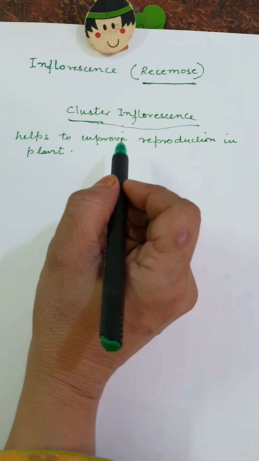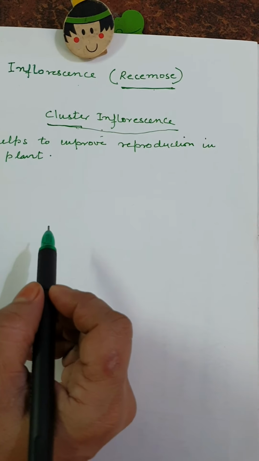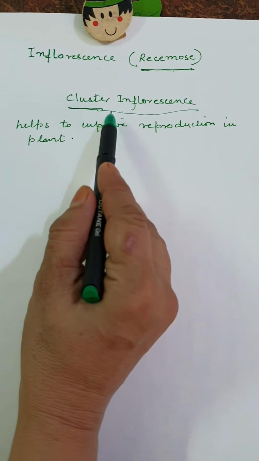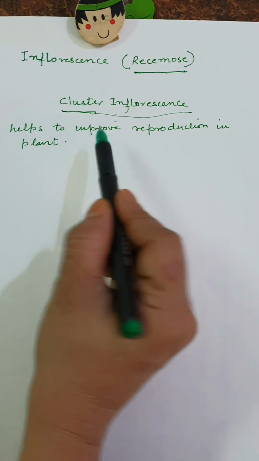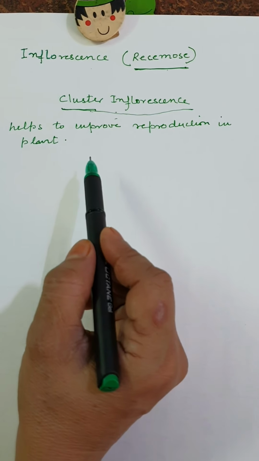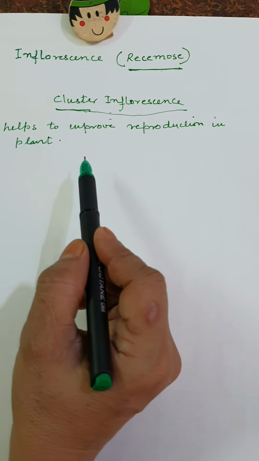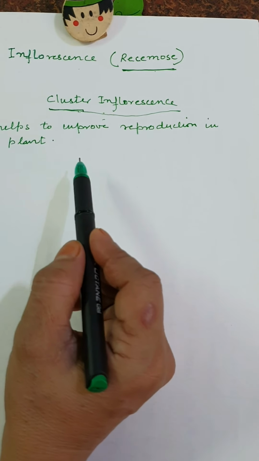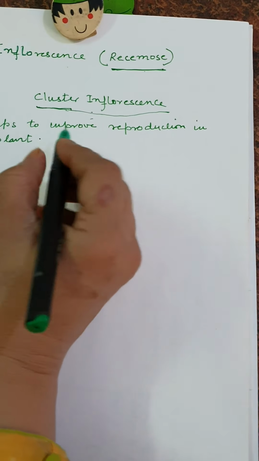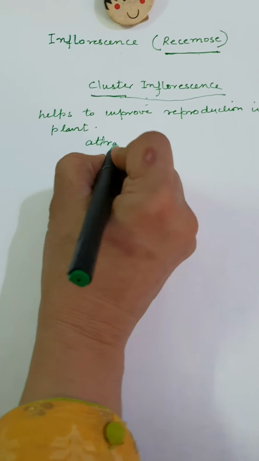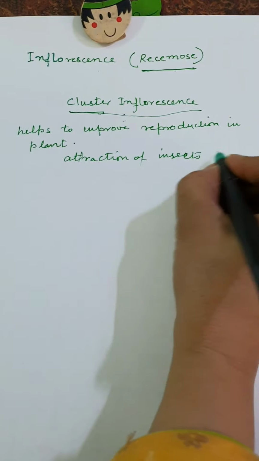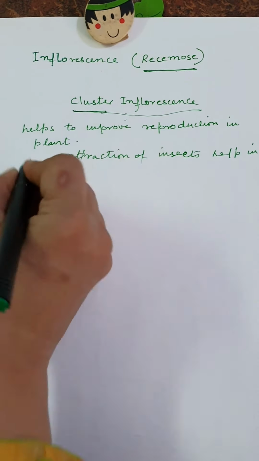You all know that an inflorescence, a collection of flowers, makes the plant more attractive and helps to improve reproduction in the plant. A collection of flowers is more noticeable to attract insects. The more flowers there are, the more insects will be attracted towards it. So this helps in the attraction of insects and helps in pollination.